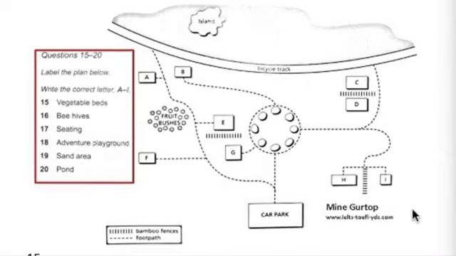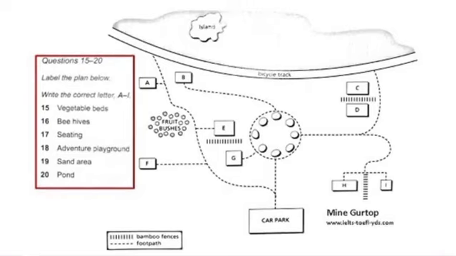So let's find out the answers. Okay, so the answers are: for the 15th it is G, for the 16th it is I, for the 17th, which is the seating area, it is B, this one. For the 18th it is E, this one. And for the 19th it is C, and for the 20th it is A, which is this one.